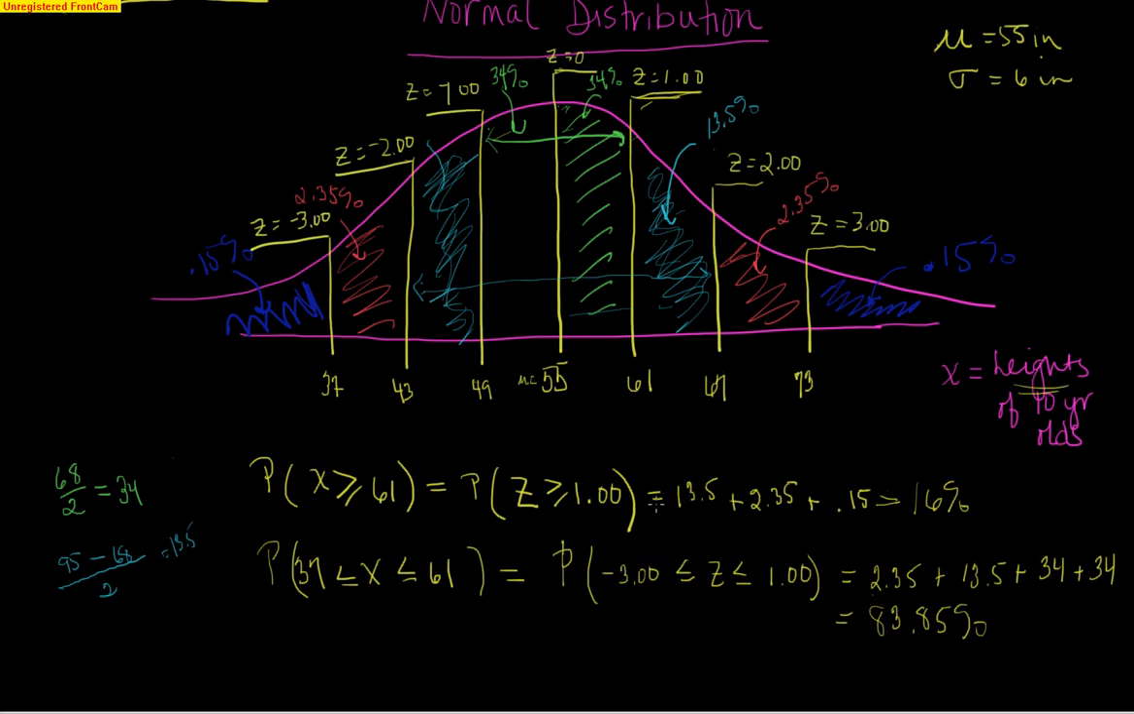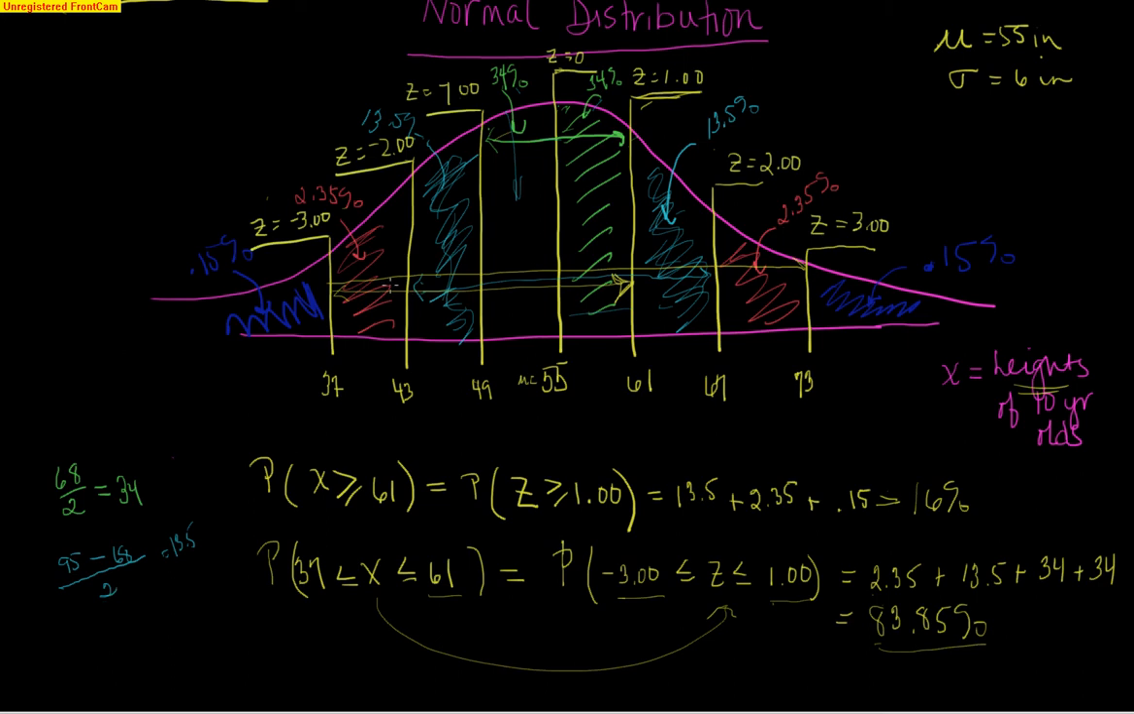Okay, hopefully you worked out 83.85%. You saw that you changed it from 37, which is 3 standard deviations below the mean. 61 is 1 standard deviation above the mean, so you changed from an x to a z. And then you could see that that was all this area from here to here, and you hopefully added up the 2.35 plus the 13.5, I guess I never wrote that here, plus the 34 here, plus the 34 here, and all that added up to 83.85.